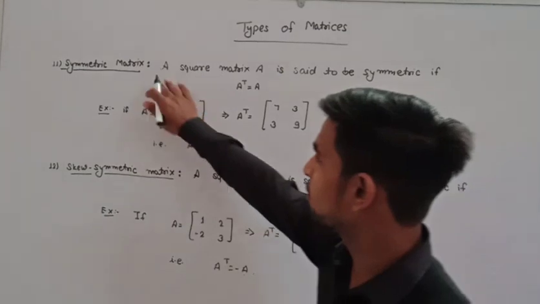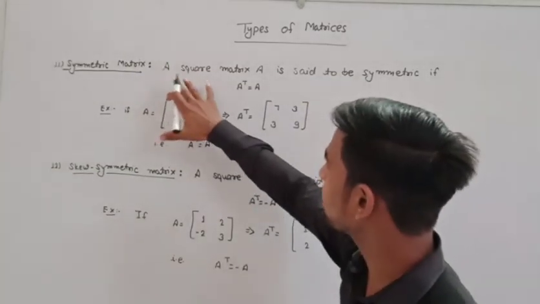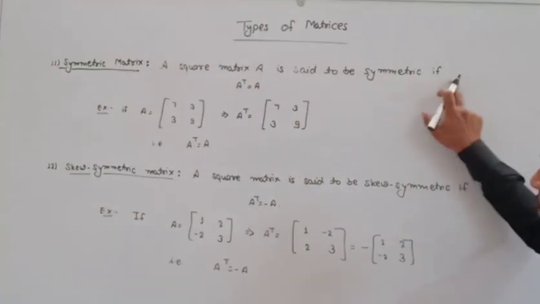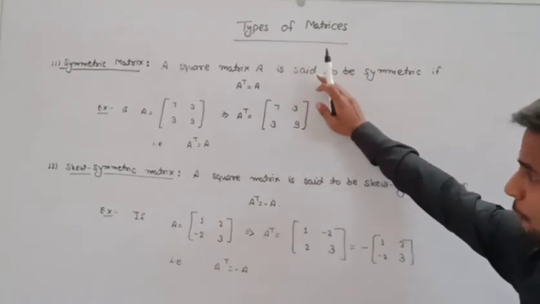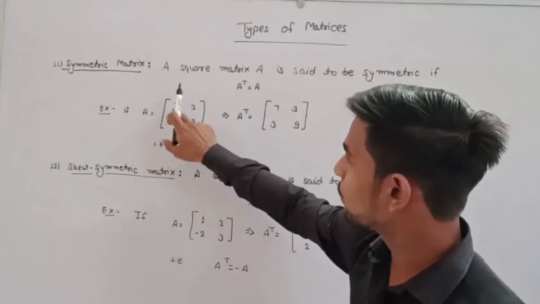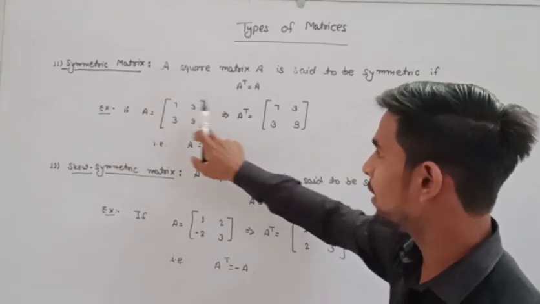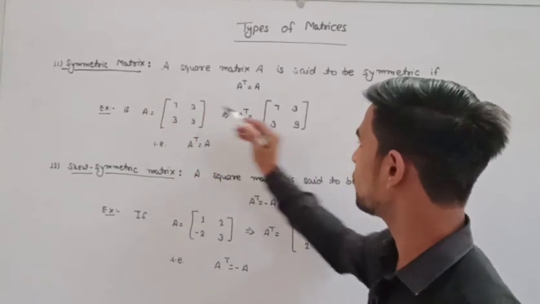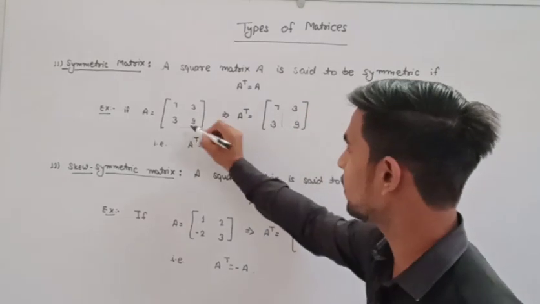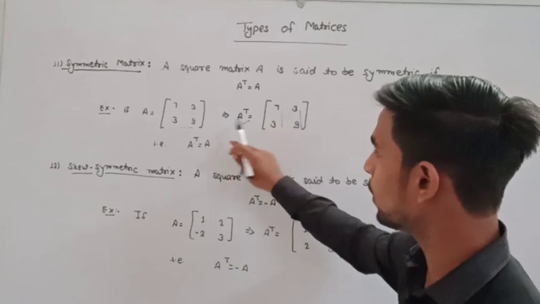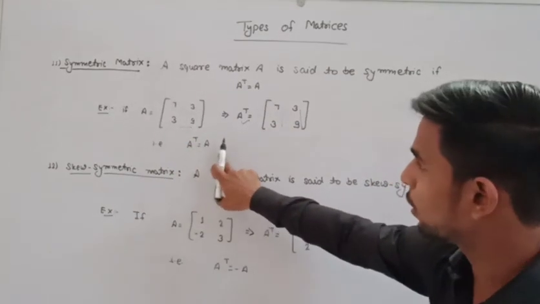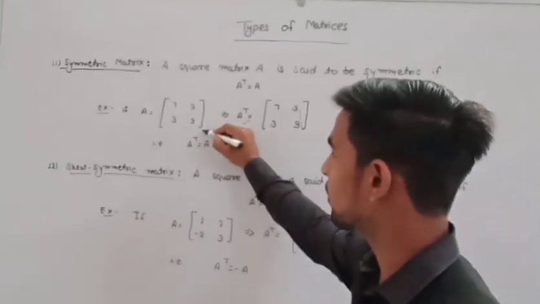The next type of matrix is the symmetric matrix. What is the symmetric matrix? A square matrix A is said to be symmetric if A transpose is equal to A. Here in this example A is equal to 7 3 3 9, and the transpose of 7 3 will be 7 3 and 3 9 will be 3 9. Here we can see that A and A transpose are equal, so A transpose equals A, so this is a symmetric matrix.